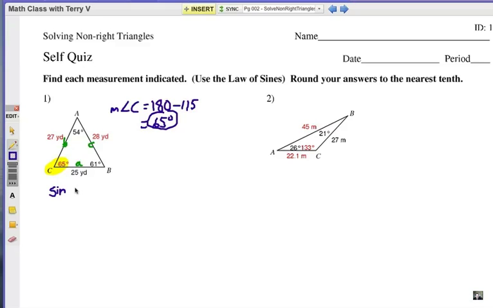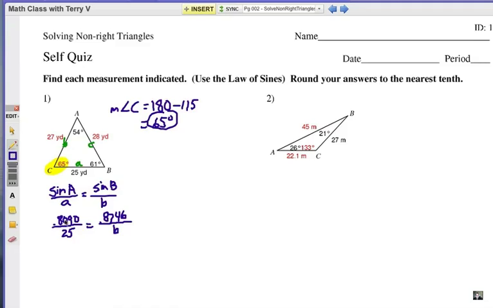So to find B, let's try to use this ratio: sine angle A over side length A equals sine B over side length B. All right, let's plug in the numbers and see what happens.